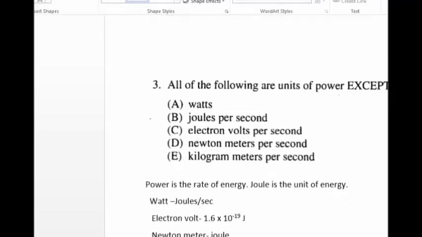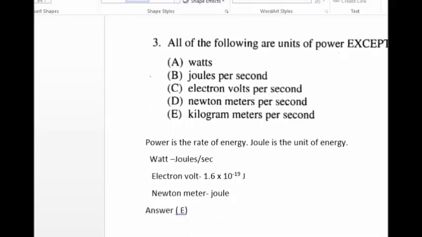Then we have the electron volt, again a unit of energy, so energy per second is a unit of power. Newton meters is a unit of energy because Newton meters is force into distance. So that is again work done or energy. So Newton meters per second is a unit of power. So kilogram meters per second is not a unit of power. So the answer is E.